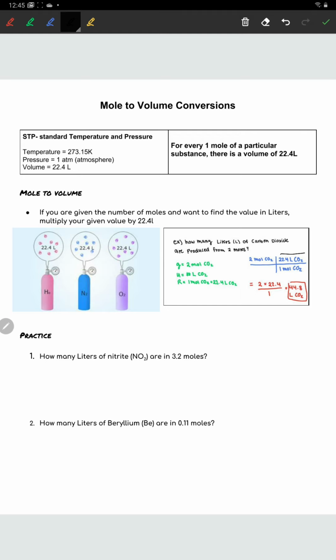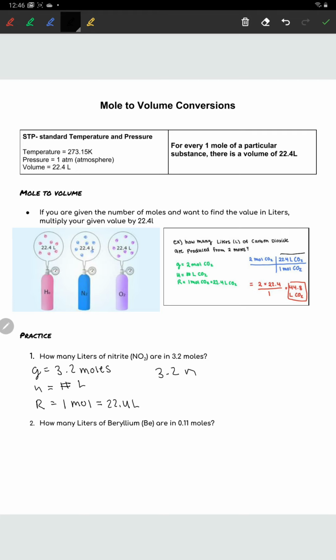Our first one says, how many liters of nitrite are in 3.2 moles? So we have a given. Our given is that we have 3.2 moles. Our unknown, what we're trying to find out, is the number of liters. So I'm just going to put number of L. And then our relationship is that for every 1 mole of something, it's going to equal 22.4 liters. So now I can just go ahead and plug in. My given goes in its normal spot.